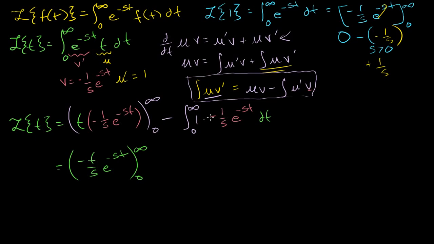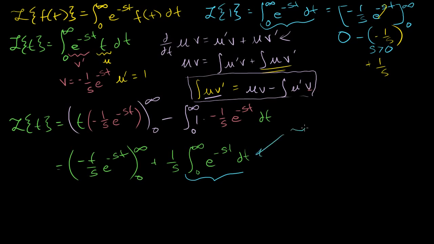And then, well, this is just 1. 1 times anything is 1, so we can just not write that. And then bring the minus 1 over s out. So if we bring the minus 1 over s out, this becomes plus 1 over s times the integral from 0 to infinity of e to the minus st dt. And this should look familiar to you. This is exactly what we solved for right here. It was the Laplace transform of 1. So let's keep that in mind.